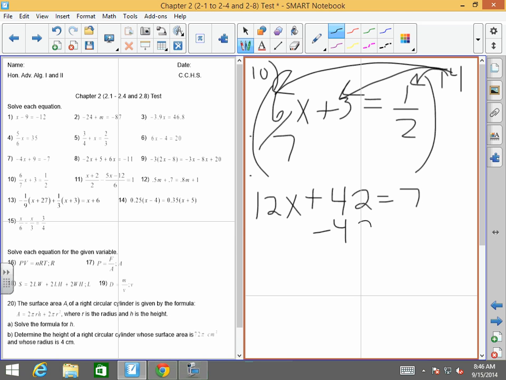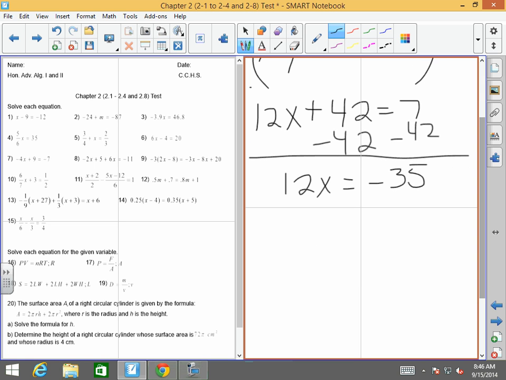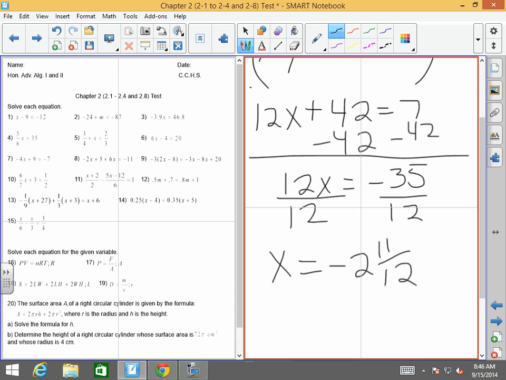Subtract 42 from both sides. So I've got 12x equals negative 35. When the signs are opposite, you subtract as normal and keep the sign of the largest absolute value. Divided by 12. 12 goes into negative 35 negative 2 times, with 11 twelfths left over. So I would have accepted the improper fraction or the mixed number, gentlemen. Yes, sir. Yes, negative 1 is wrong because if you didn't put the negative, guys, it's wrong.